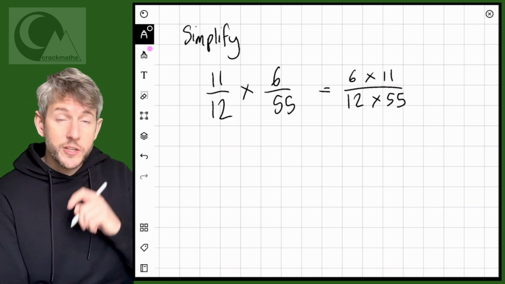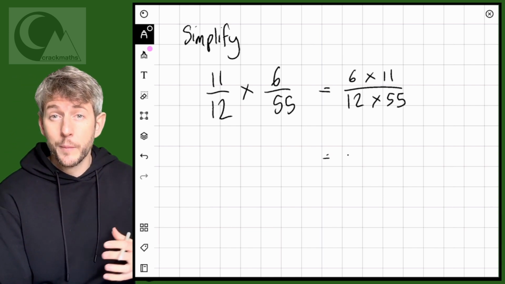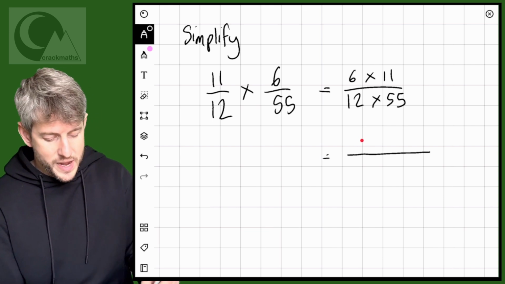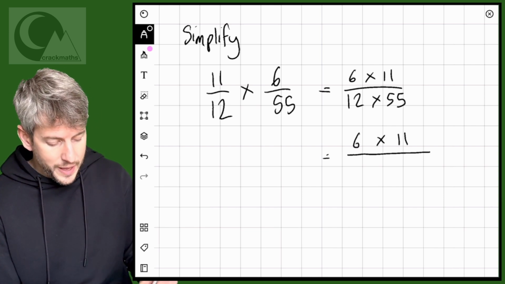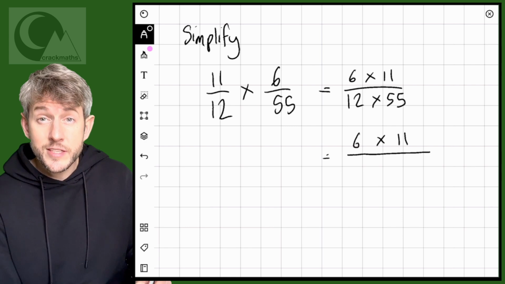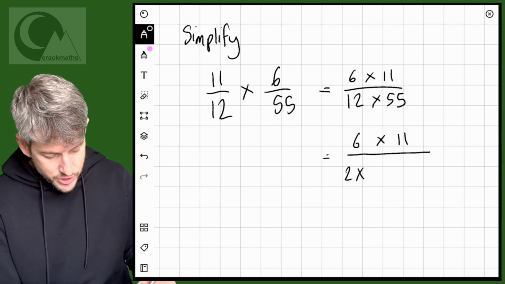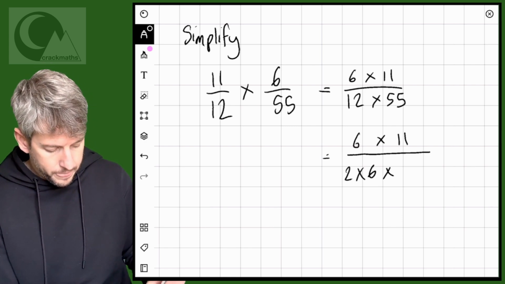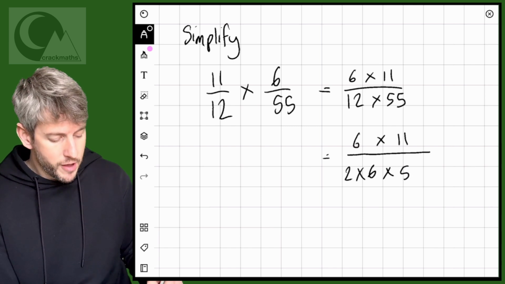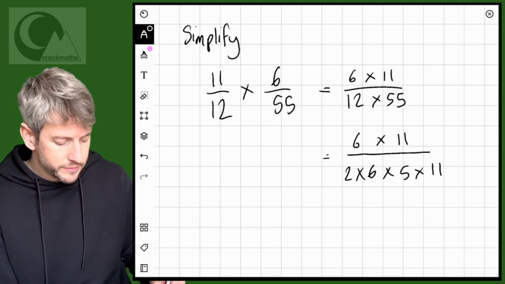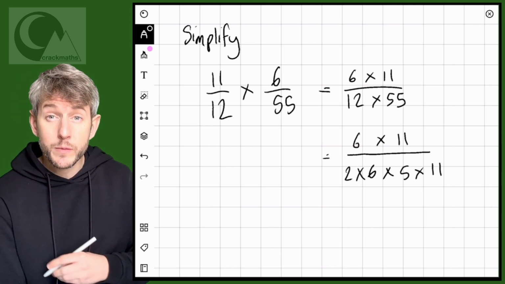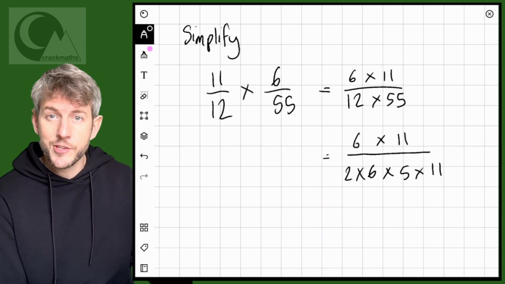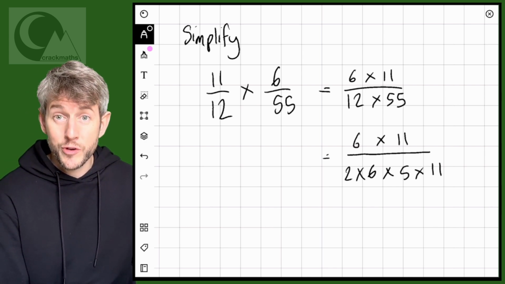And now what we can do is start to think about these numbers expressed in different ways. So I'm going to leave the top as the 6 and the 11, and I can see that 12 is 2 times 6, and I can see that 55 is 5 times 11. And now I'm able to do some simplification to make this more straightforward.